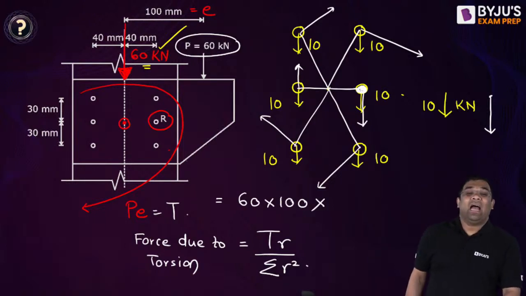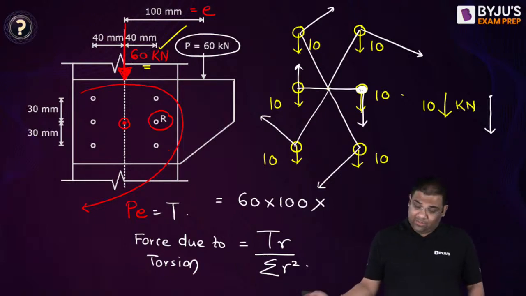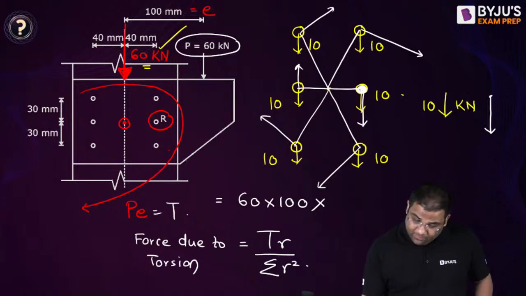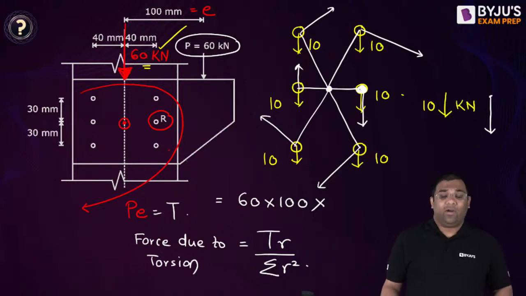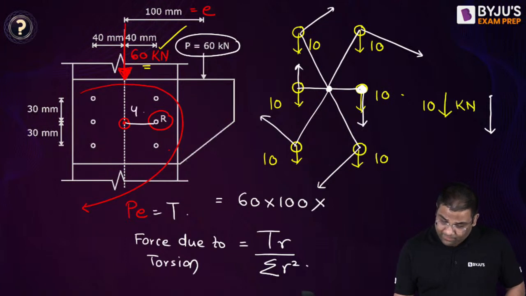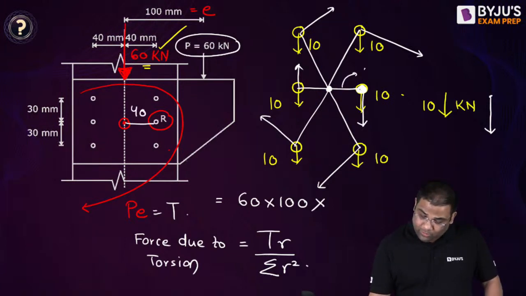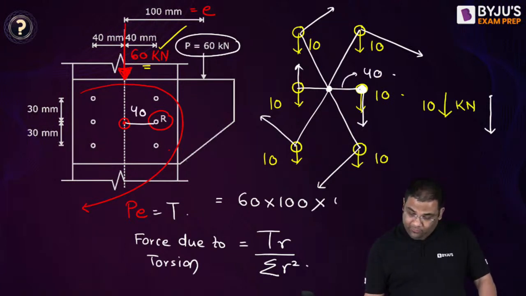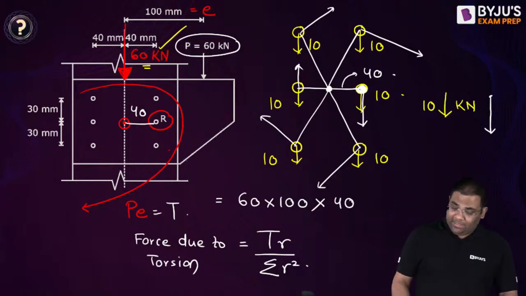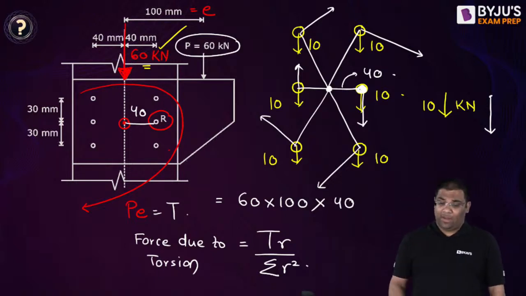What is R? R is the radial distance of that bolt from the center. You can see it is given as 40 mm for this bolt. So write down 40 mm. Now the denominator is the summation of R square.